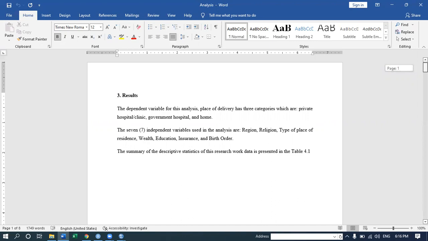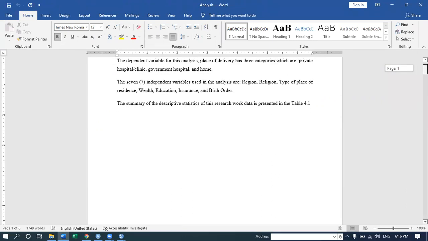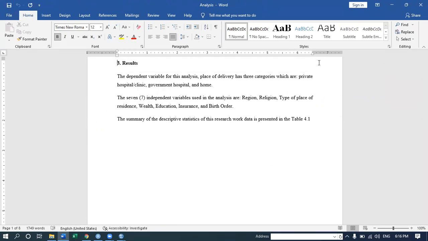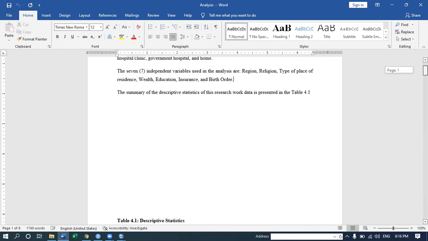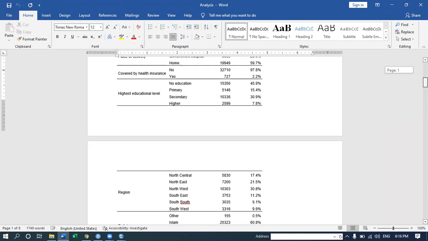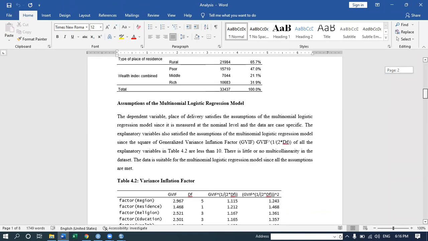So the independent variable for this analysis, the place of delivery, has 3 categories, which are this, and this. So this is just a brief description of the data used for this study. I talked about the independent variables. We have 7 independent variables and I stated them. Then I stated the descriptive statistics given below, which you all saw from our analysis.